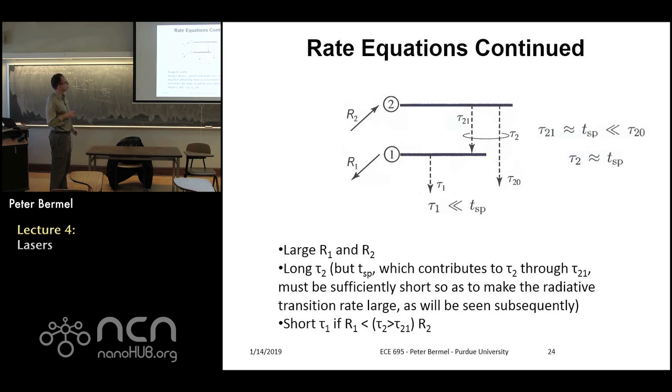This basically shows that typically we can assume that tau2-1 is close to the spontaneous emission lifetime. So that can help us understand conceptually what's happening. And of course, tau1 should be less than the spontaneous emission lifetime in order for this population inversion to be large.